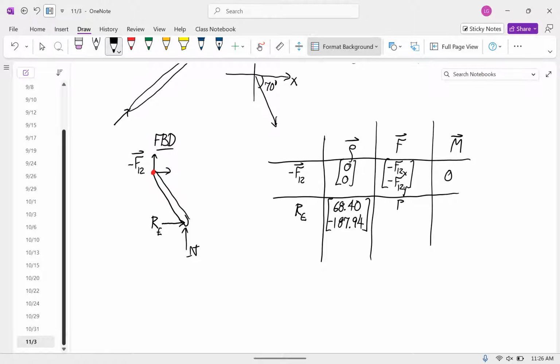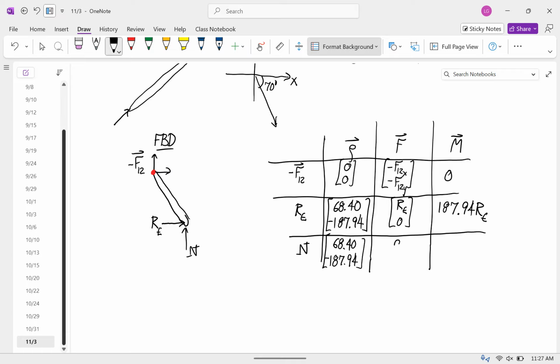The force vector is RE, 0. So the cross product is 187.94 RE. And then N, same rho vector. 0, N is the force. Cross product is 68.40 N.